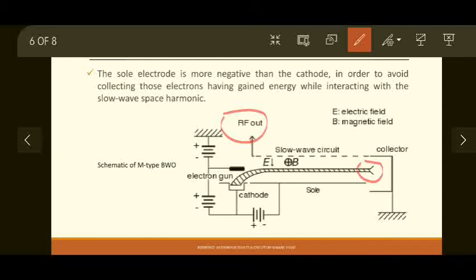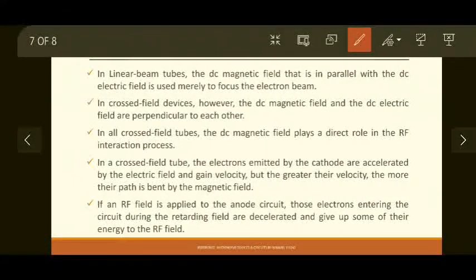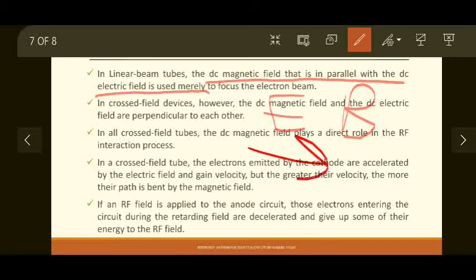So we have seen how this electron beam is drifted, that is because of cross field interaction. Now the electron beam collected at the collector end consists of electrons which have lost energy. In linear beam tubes, and this is very important, the DC magnetic field is in parallel with the DC electric field. So E and B both are parallel to each other in linear beam tubes.